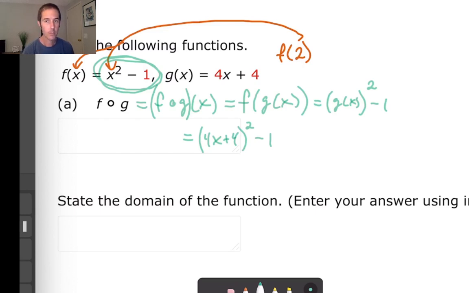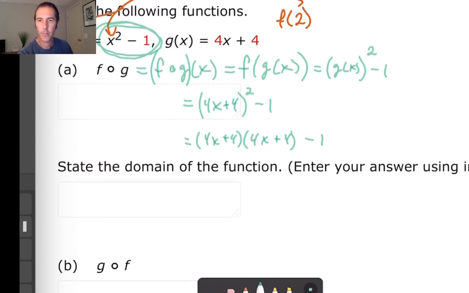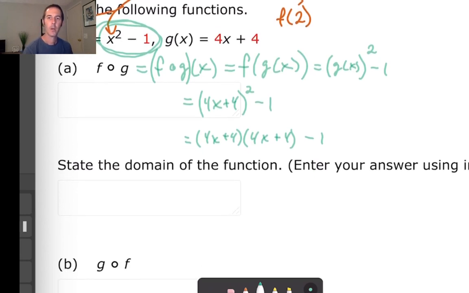And foiling, you might be the kind of person who would benefit from writing it out like this. Squaring something means multiplying it by itself, and if the foiling process is going to be more accurate for you if you write it out like this, make sure you do that. Okay, I'm going to leave you to do the foiling and combining of like terms, and then I want to go down and talk about the domain of this function.